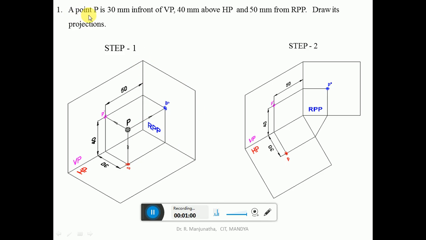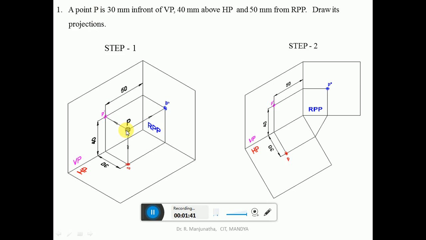The point capital P means it is the point which is in space. So the point is in front of VP. The point is above HP. And also the point is from the right profile plane. Therefore, this capital P is in space. That is the reason why, always, in a problem, if he specifies capital point or capital P, that means the point is in space. That means it is a three-dimensional point.